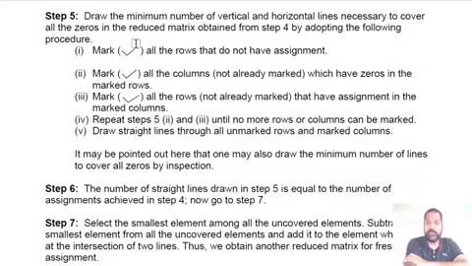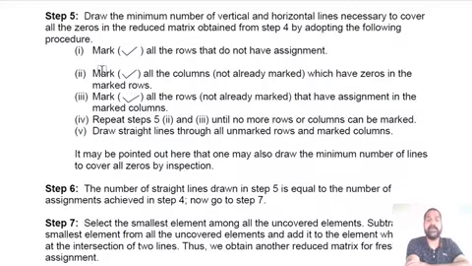Number 1, tick mark all the rows that do not have an assignment. Number 2, mark all the columns not already marked which have zeros in the marked rows. So how did I write it? I wrote it as, in the marked row, mark a column that has a 0. It's the same way they've written it in an active passive voice. Mark all the columns which have zeros in the marked rows. Mark all the rows that have an assignment in the marked columns. So according to me it was, mark a row that does not have an assignment. In the marked row, mark a column that has a 0. In the marked column, mark a row that has an assignment.